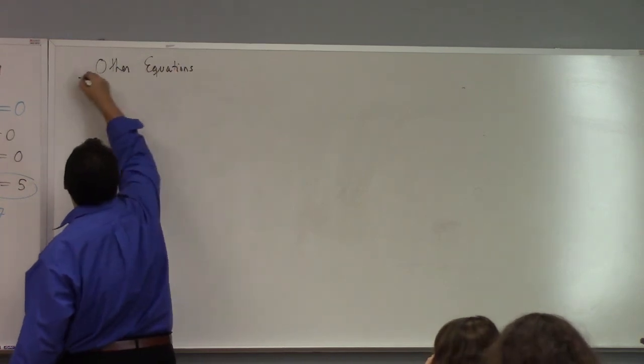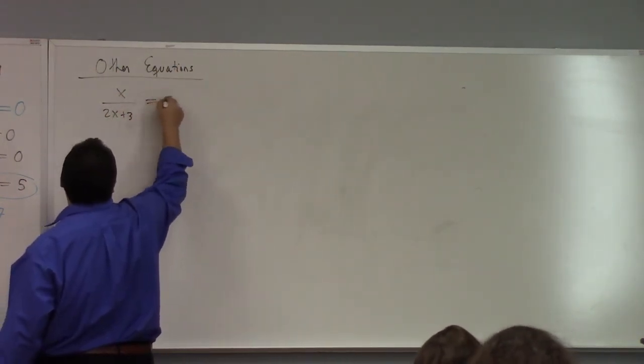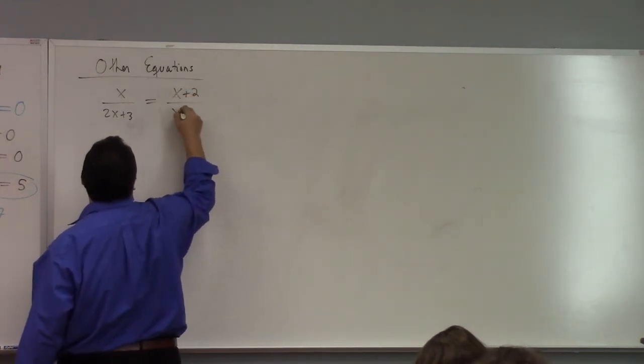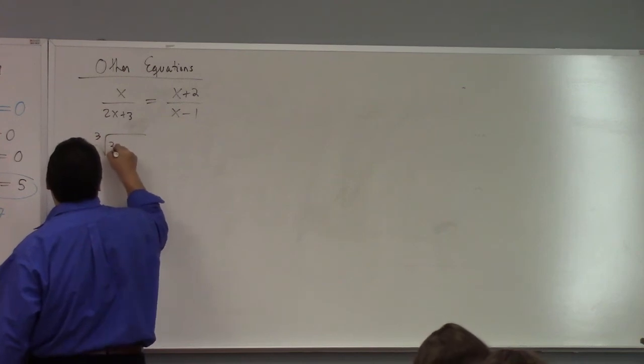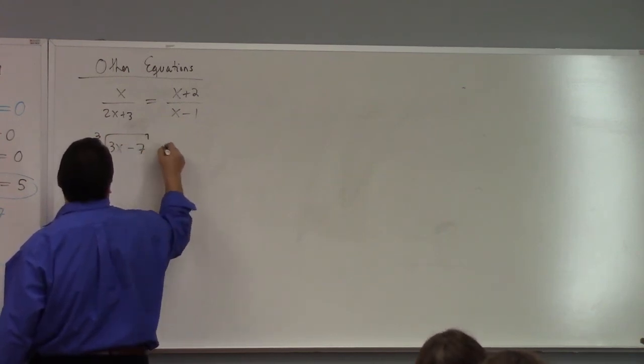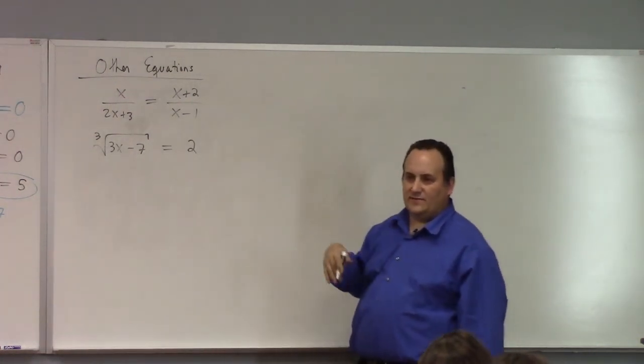Other equations. So the other equations we still need to talk about is like how to solve stuff like x over 2x plus 3 equals x plus 2 over x minus 1, things like that. Or you might have like the cube root of 3x minus 7 equals 2. How do you solve equations like this, right?